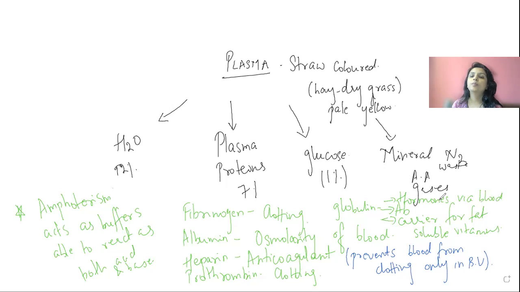Globulin even plays a role in immunity. It has antibodies, so it will help in immunity. Even bilirubin and biliverdin of the liver are transported to the kidney. Even hormones are transported via the blood. All of this is nothing but the components of blood: water, plasma proteins, glucose, minerals, and further, we have discussed the various plasma proteins and their functions.